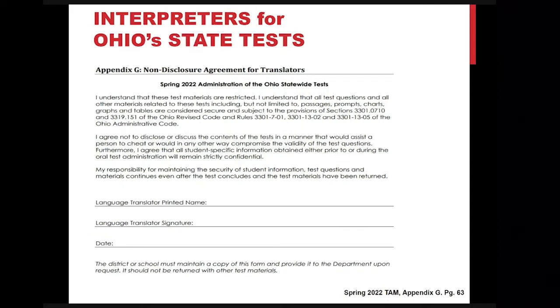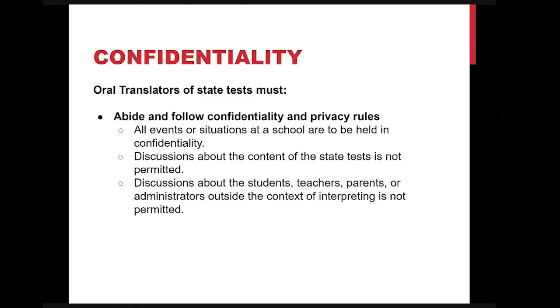You are also agreeing that you will not share the student-specific information that you may have learned either prior or during the test. By signing this form, you are saying that you agree to the terms that neither student information nor test information can be shared. In other words, you are signing a confidentiality agreement and abiding to the school privacy rules. We cannot discuss the content of the assessments with anyone, not even school personnel, nor can we discuss anything about the student, parents, or school staff outside the context of interpreting.